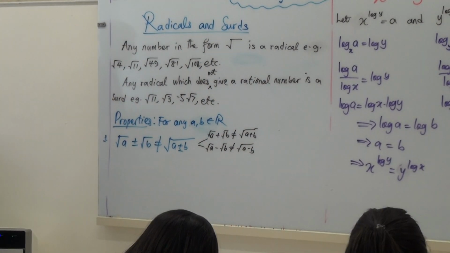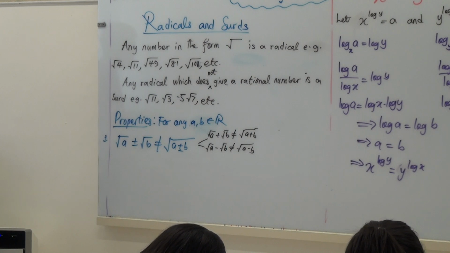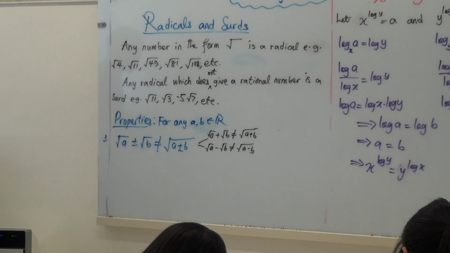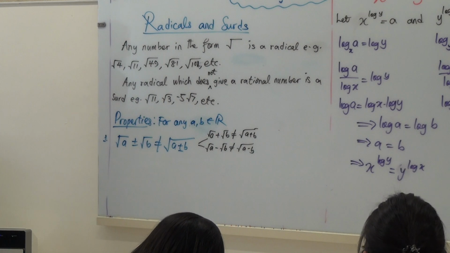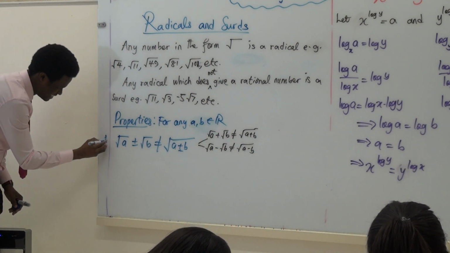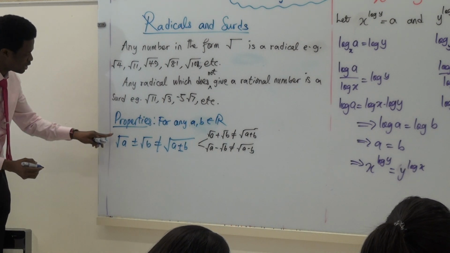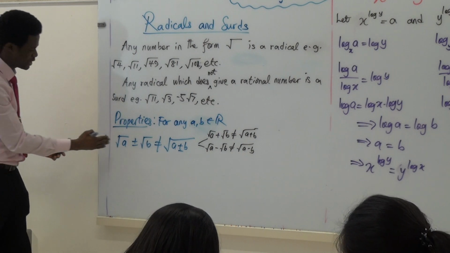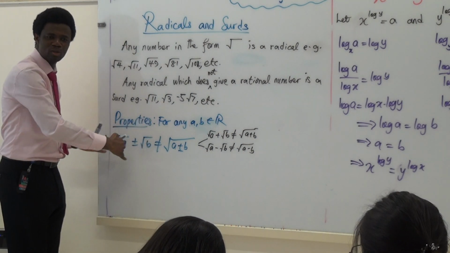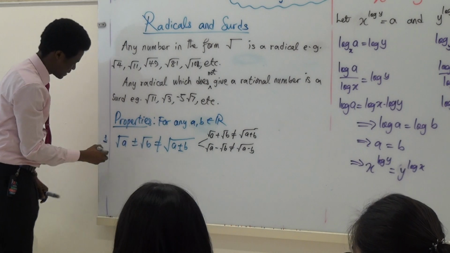Because I was thinking when you square root something, it could be positive or negative. We're not talking about the value. We're saying we cannot merge square roots together. We're not talking about what you get.